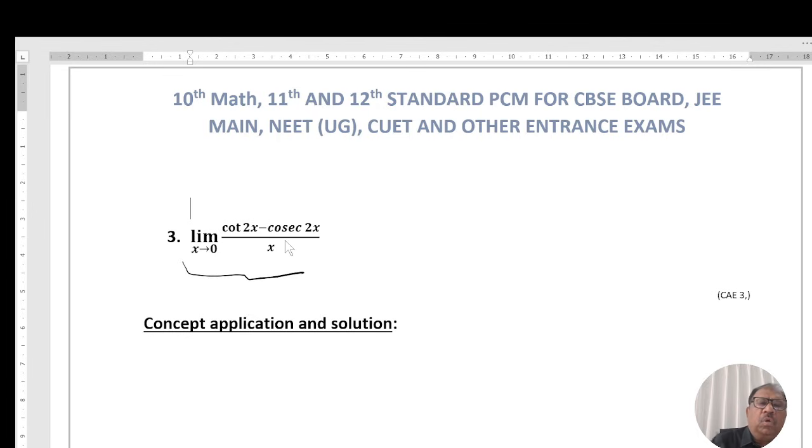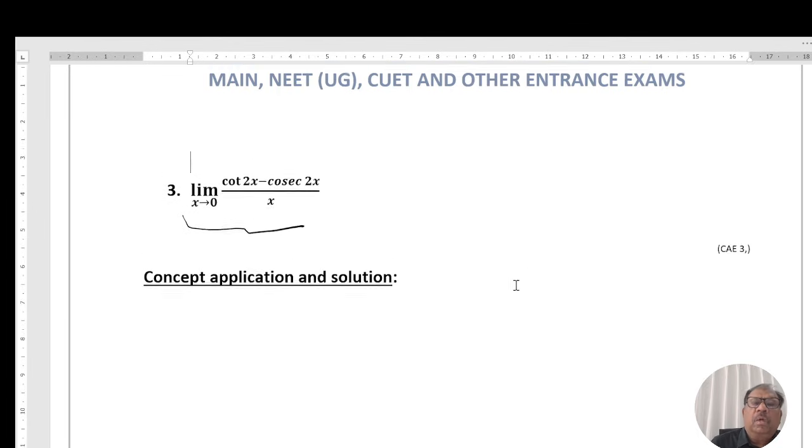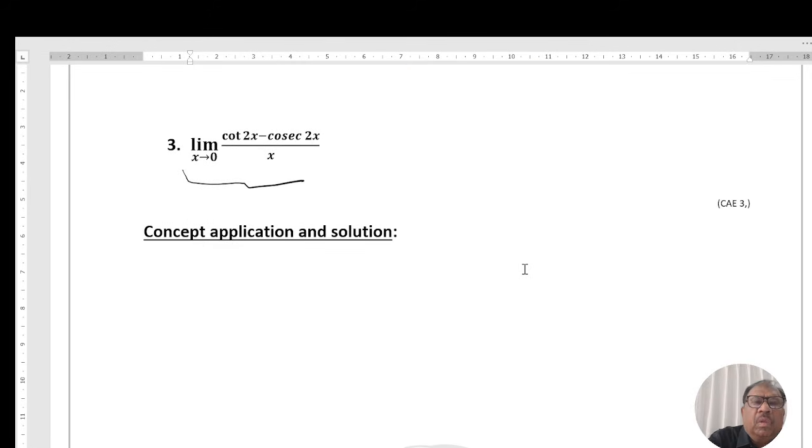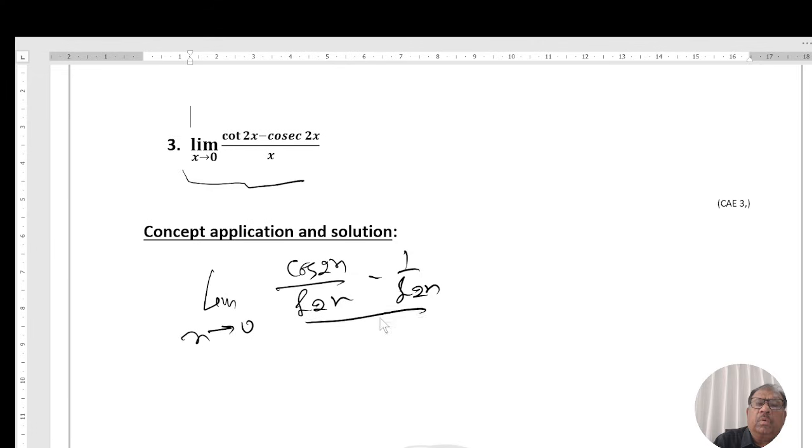The question is, evaluate the limit x tends to 0 cot 2x minus cosec 2x upon x. इसको कन्वर्ट किया, limit x tends to 0 cos of 2x upon sin of 2x minus 1 upon sin 2x upon x.